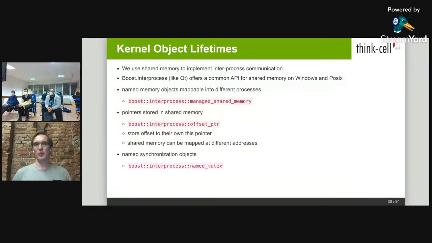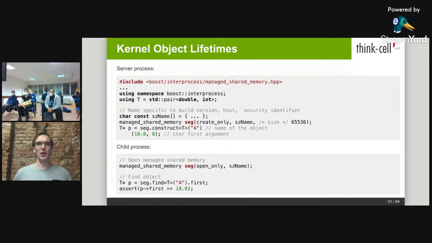Offset pointers solve that problem. They store an offset to themselves, and that is always correct in all the processes. And last but not least, there's a named synchronization object that you can use. So how does that look in code?